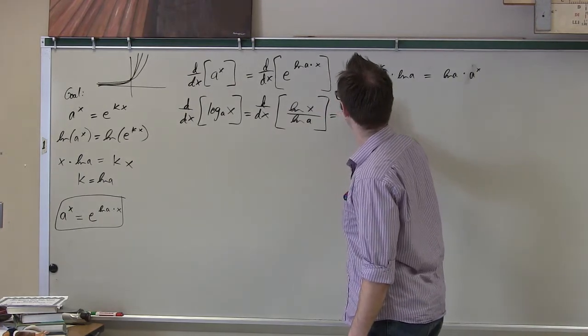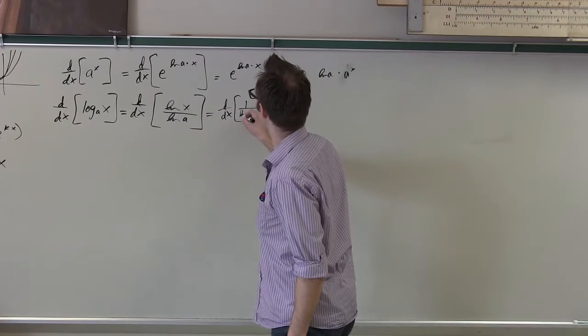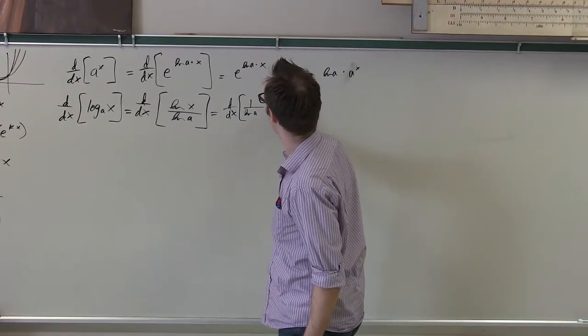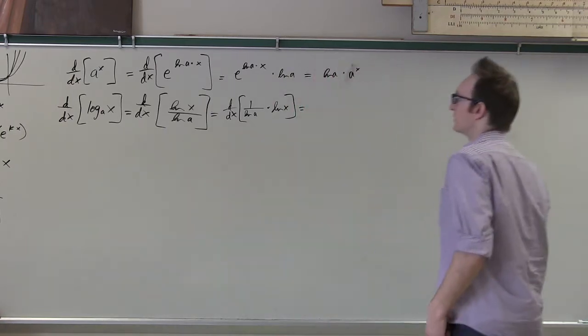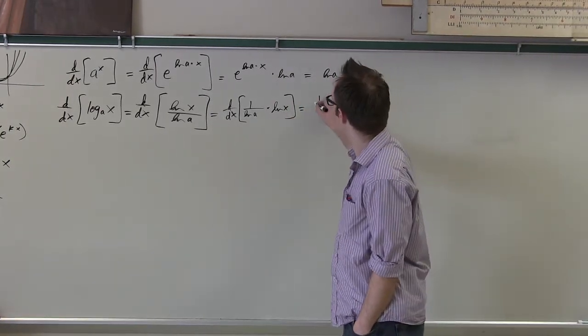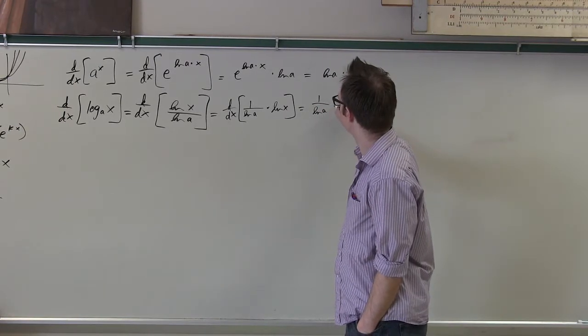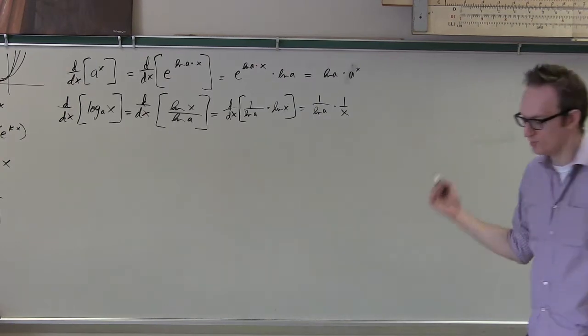So how do you do this? Well, first we just recognize that ln a is just a constant. So this is really just 1 over ln a, that's a number, times ln x. So there's no chain rule required here. The derivative of a constant times ln x is just that constant times 1 over x. And so that's how you take the derivative of any logarithm function.